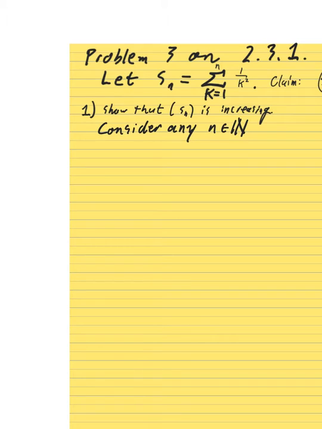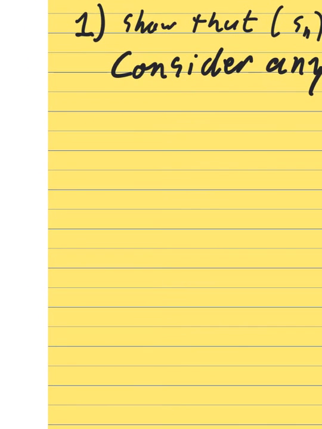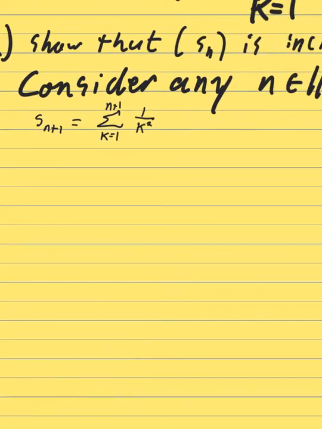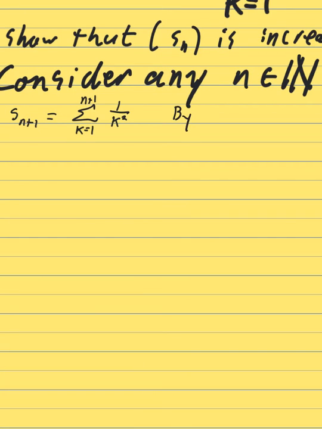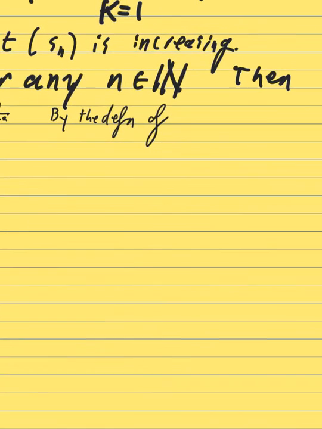Consider any n in N. Then I want to show that S sub n plus 1 is bigger than S sub n. So let's write down S sub n plus 1. By the very definition of the sequence, this is the sum from k equals 1 to n plus 1 of 1 over k squared, by the definition of the sequence S sub n.